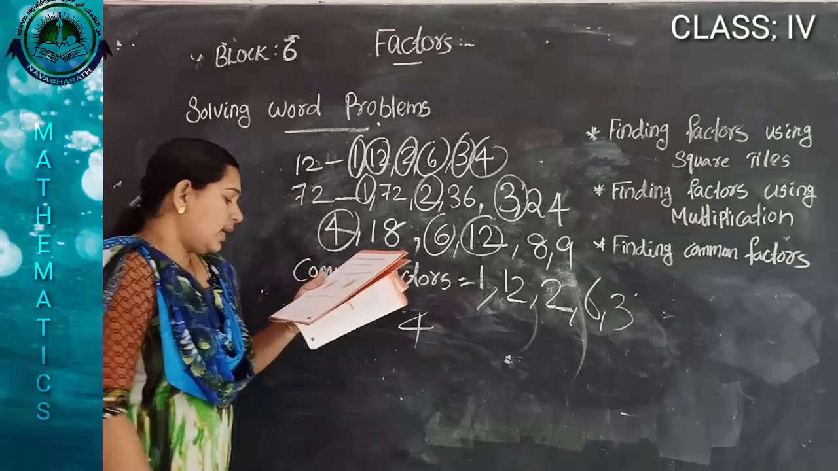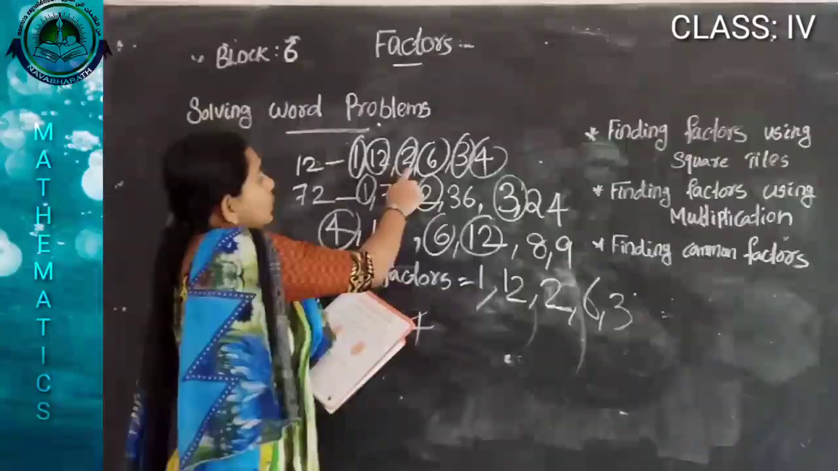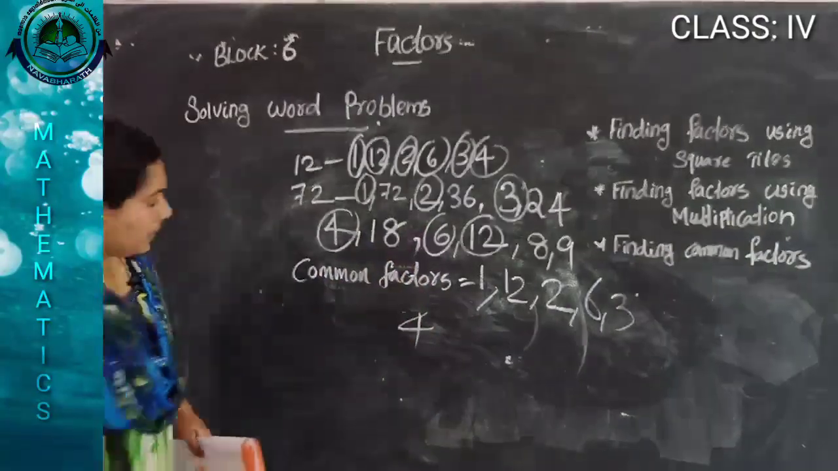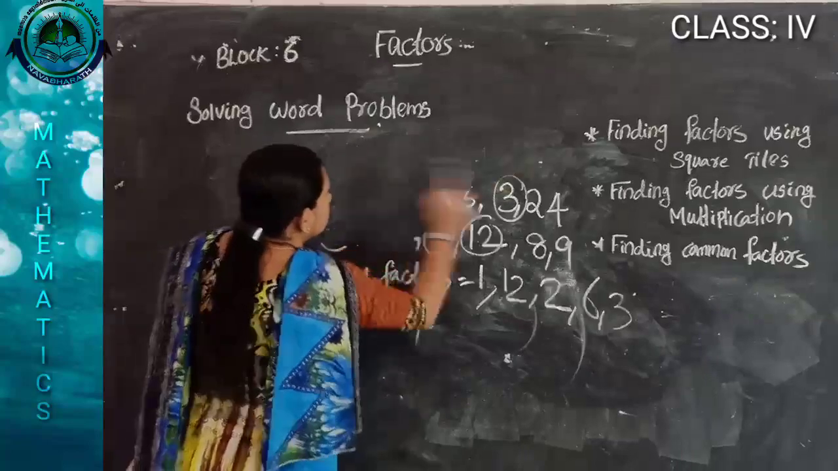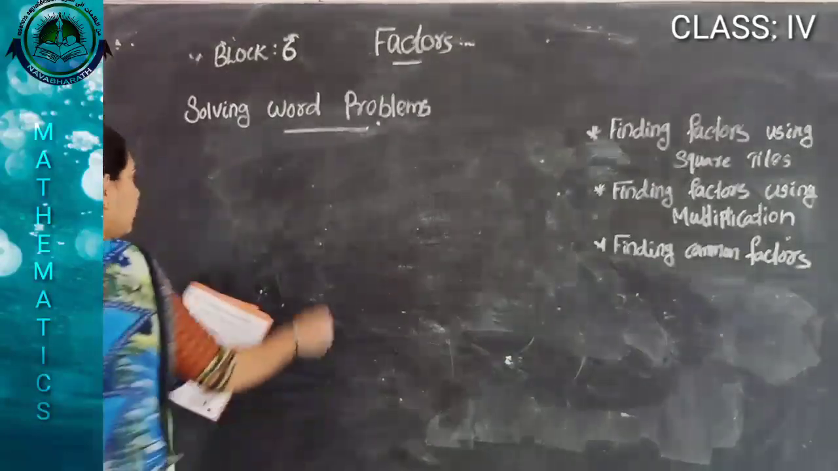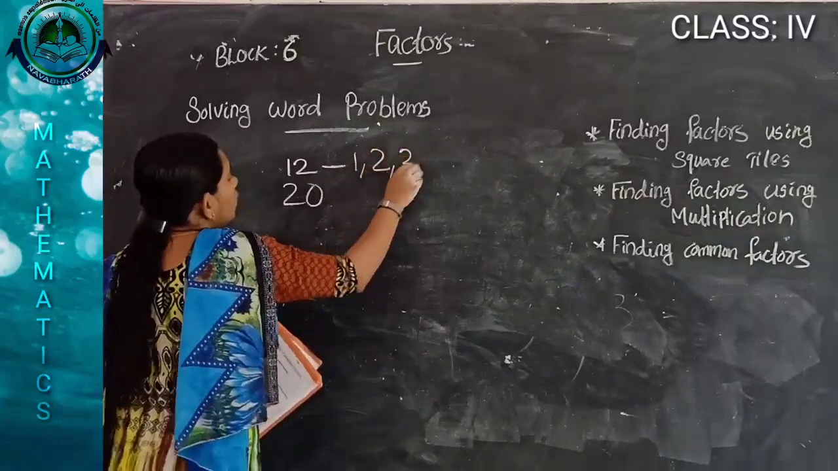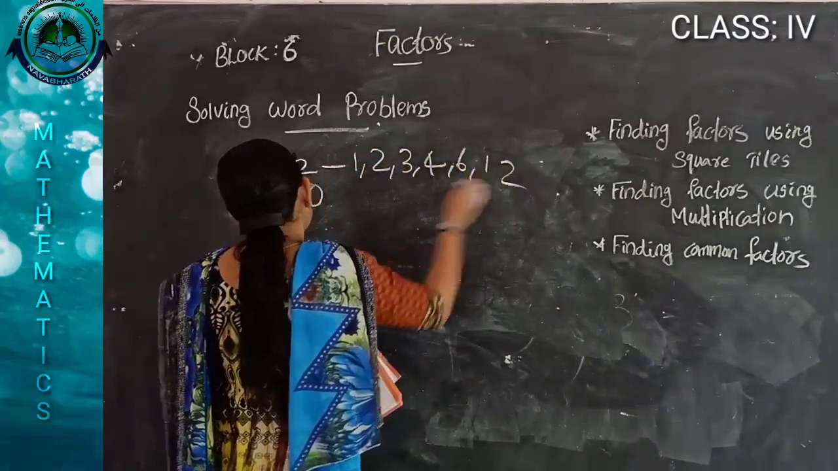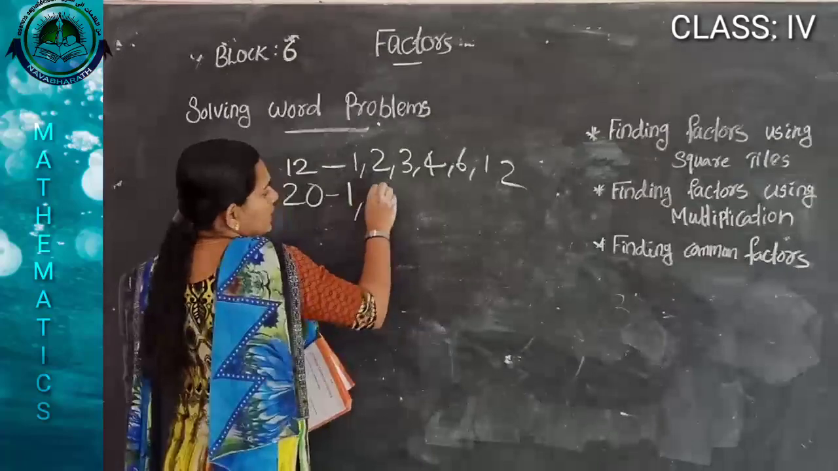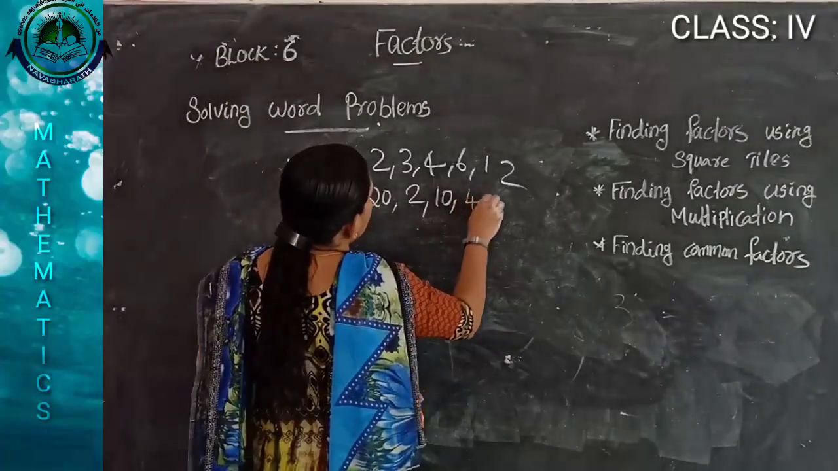Okay. Then write all the factors of 12. 1, 2, 3, 4, 6, 12. Then 20. 1, 20, 2, 10, 4, 5.